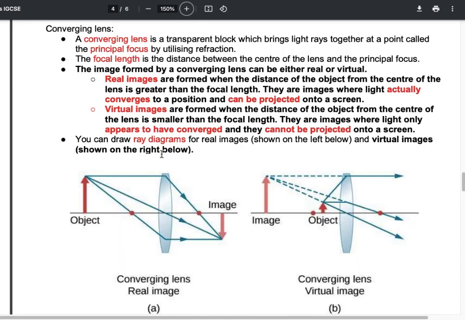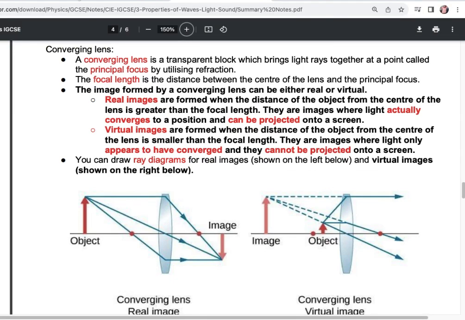Let's go to our summary note. The board is loading. Now, a converging lens is a transparent block which brings all the light rays together at a point. At that point, it's called the principal focus. So when you shine different light rays onto a converging lens, it will refract them and bring them to a point.